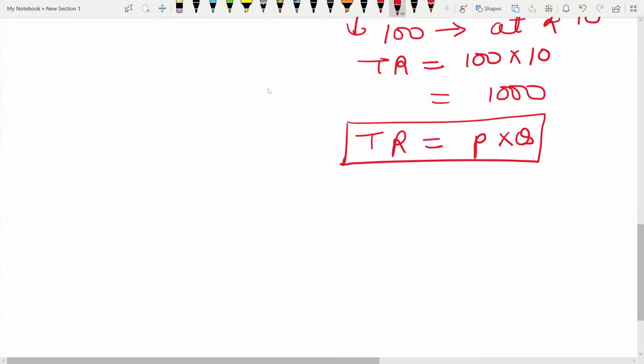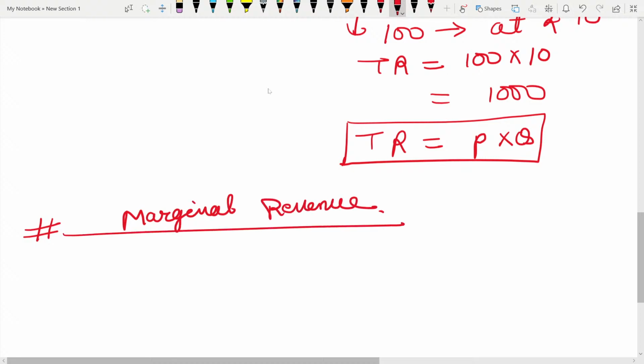Now, talking about the second topic, total revenue, marginal revenue, and average revenue. As we talked about total revenue, now talking about what is marginal revenue. Marginal is nothing but additional. So when additional things are added to the total, this will be marginal revenue.